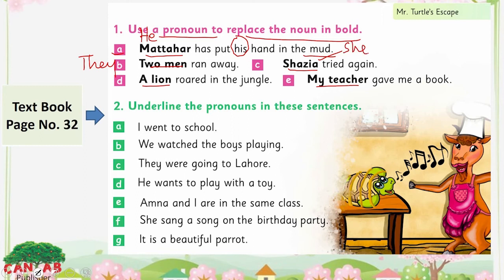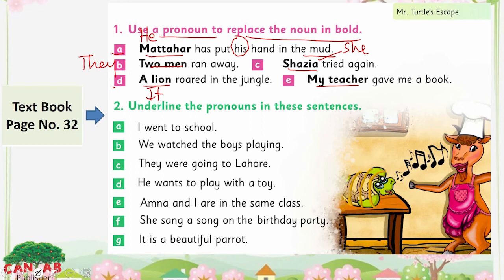She tried again. Now D, a lion roared in the jungle. As I told you, lion is what? Animal. For animal which pronoun will we use? Yes, it. Simply underline it and write it here. It roared in the jungle.